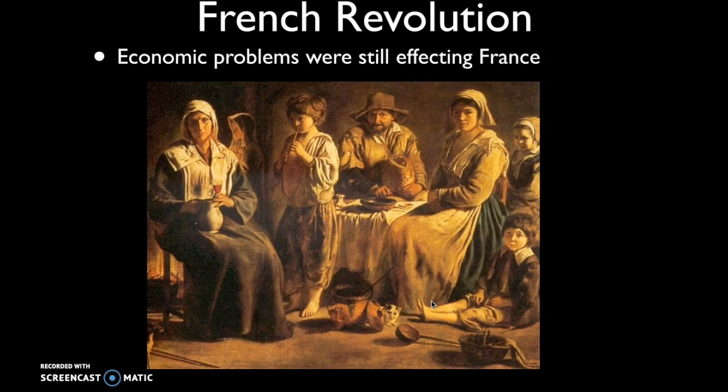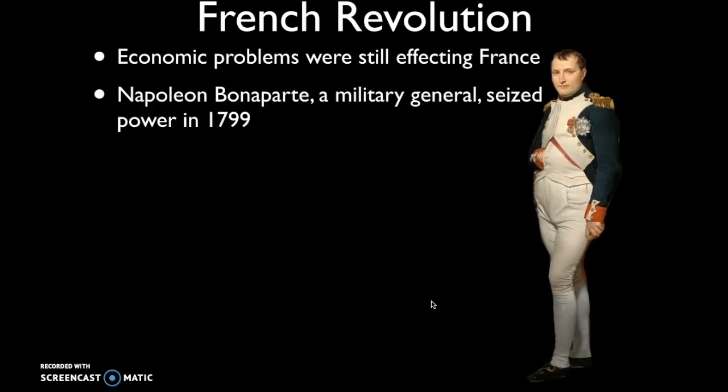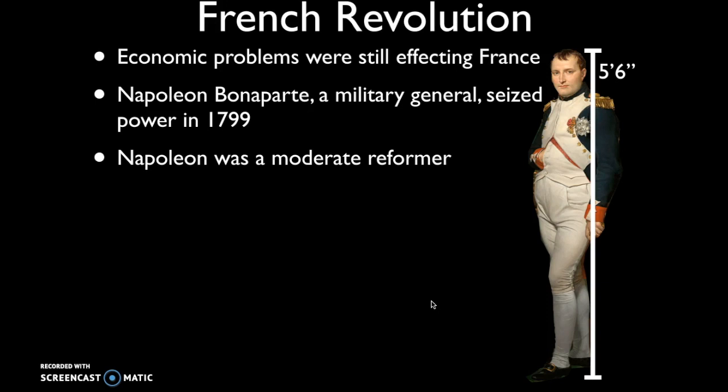Right? Economic problems were still plaguing France, and as we're going to see in world history, when we have societies that are mired in economic problems, oftentimes they will turn to a single leader in order to try and solve those problems. And in the case of France, that leader was Napoleon Bonaparte, a military general who seizes power in 1799. Now, Napoleon wasn't particularly tall, only standing about 5'6", although that's sometimes a myth about Napoleon. He actually was pretty average height for most Frenchmen. Napoleon was a moderate reformer.